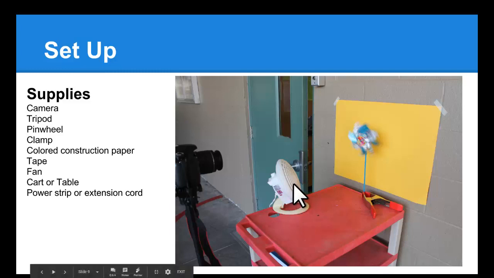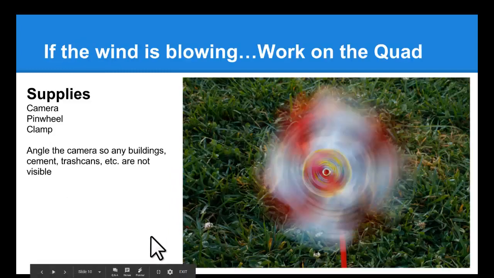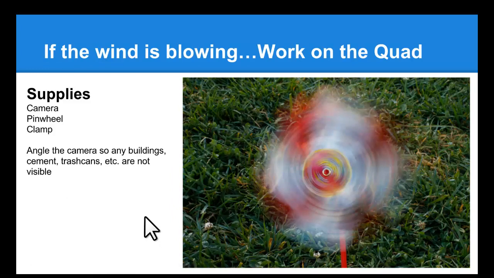On a day when there's no wind, you will need a fan, and the extension cord is going through the door right here, and there's a wood block at the bottom to hold it open a little bit so the cord doesn't get crushed. You'll also need a cart or a table. However, if it's a windy day, then you can work on the quad if you want to. In that case, all you would need is a camera, a pinwheel, and a clamp. And what I would like for you to do is angle the camera so that any building, cement, trash cans, etc. are not visible, so that all you see is grass, and it creates a nice setting for the image.